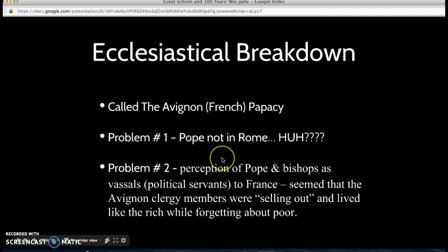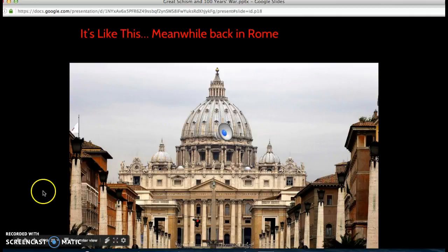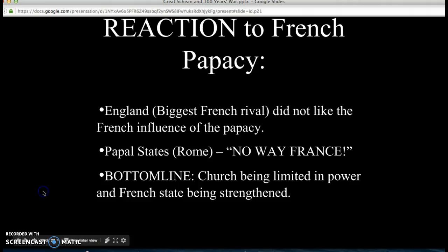I talked to you about this problem already. The Pope's not in Rome, huh? Problem number 2, perception of Pope and bishops as vassals to France. It seemed that the Avignon clergy, the French clergy, were selling out and living like the rich. In other words, they're not doing their job as church leaders. They've forgotten about the poor, and they're living like the wealthy upper class. Sell out.